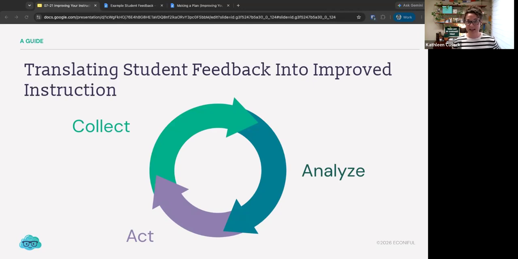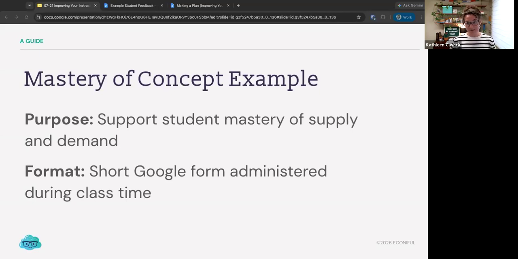And for me, it's really helpful to look at a concrete example. So Megan was generous enough. She taught a community college course last fall. It was an intro to microeconomics. And she identified supporting mastery of supply and demand as her purpose. That was one of the course learning objectives. So it was important to her that her students were able to master that. And she was willing to make changes about how she taught those topics.